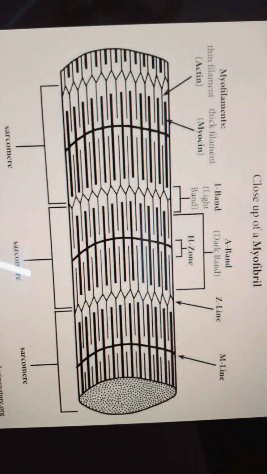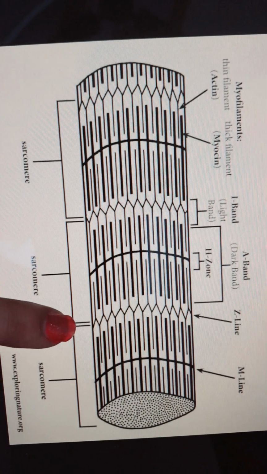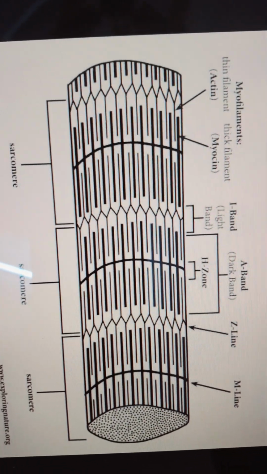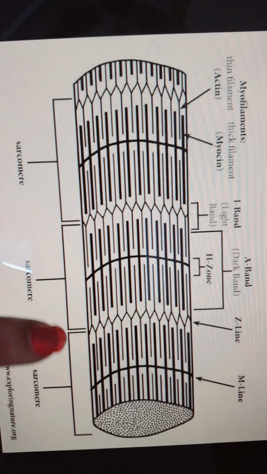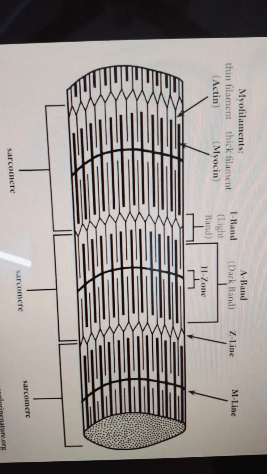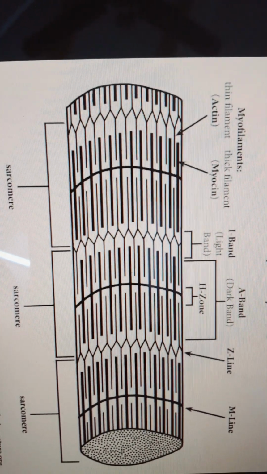The part of myofibril between two adjacent Z lines is called sarcomere, which is the functional unit of muscle. And A band remains constant during muscle contraction. I and H bands become short.